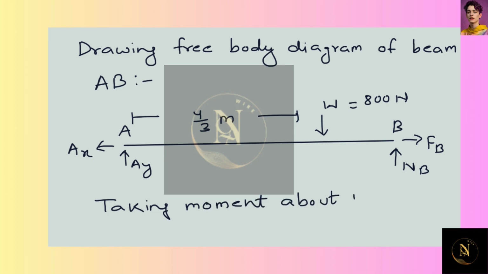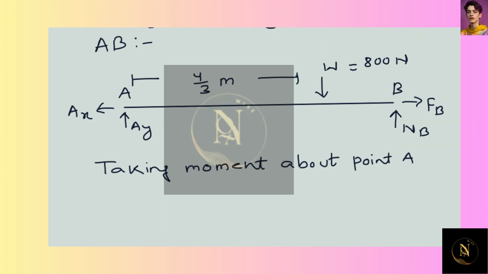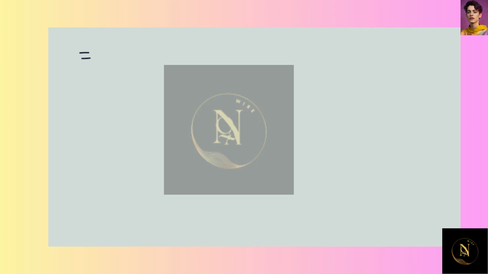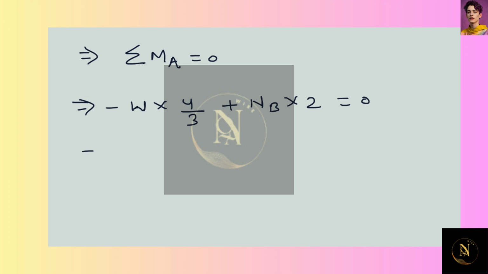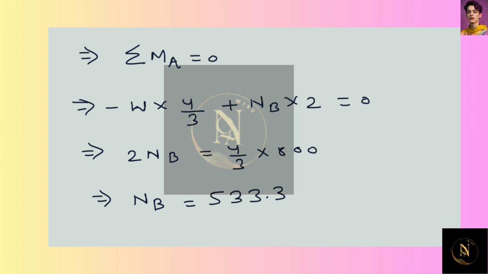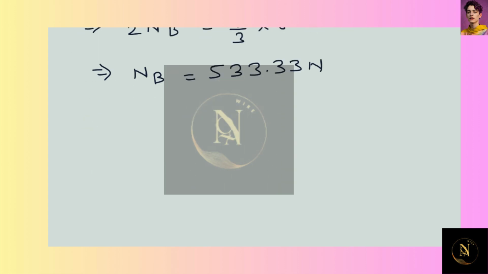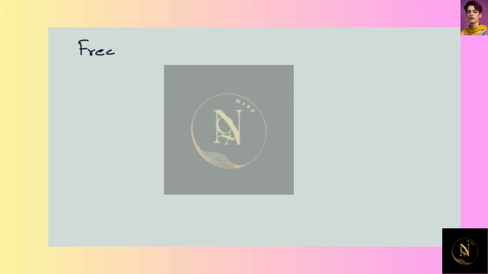Now taking moment about point A, we can write summation of MA is equal to 0. On calculating, we can write minus W into 4 by 3 plus NB into 2 is equal to 0. On calculating, we get 2NB is equal to 4 by 3 into 800. So NB is 533.33 Newton.